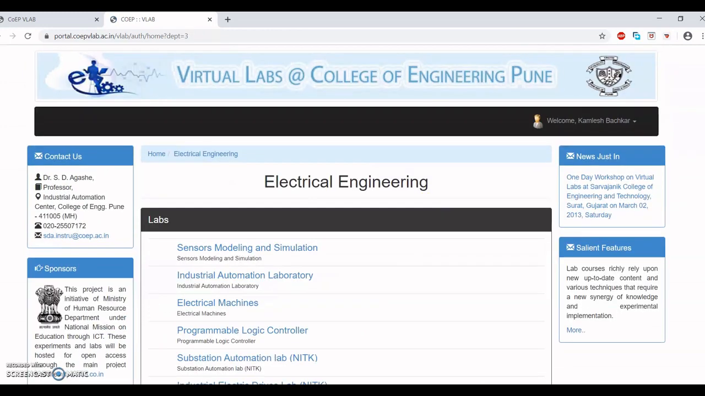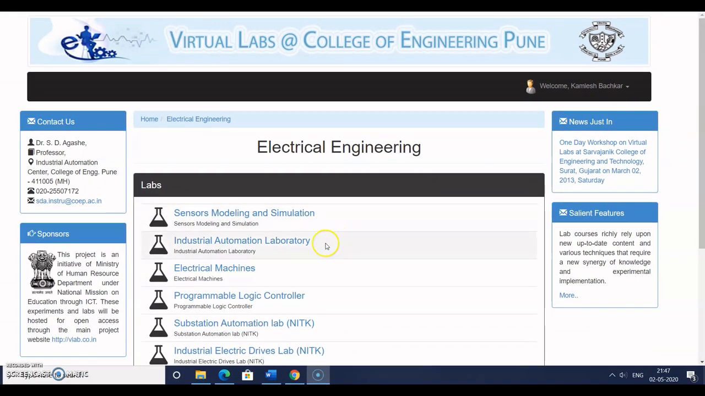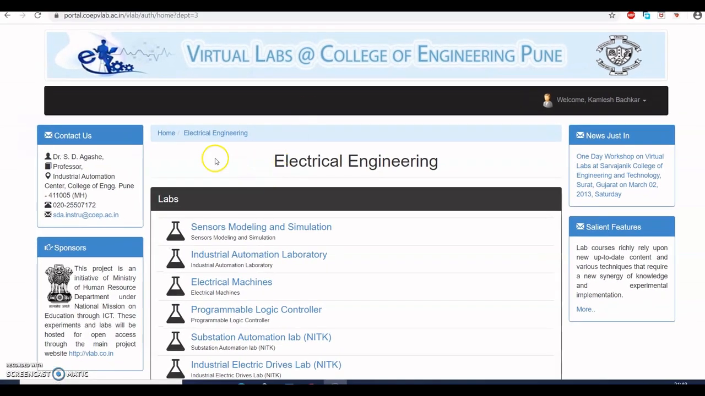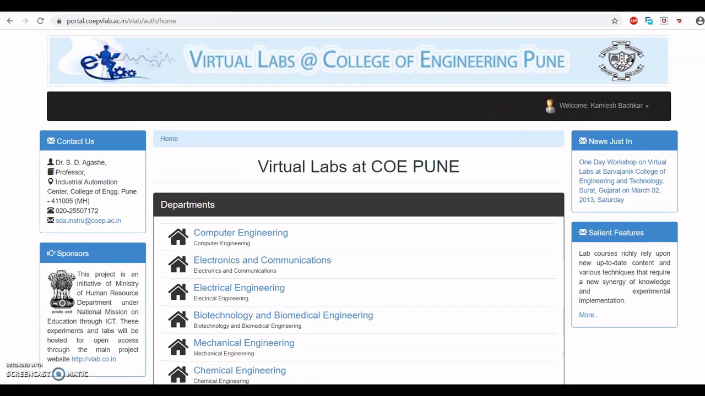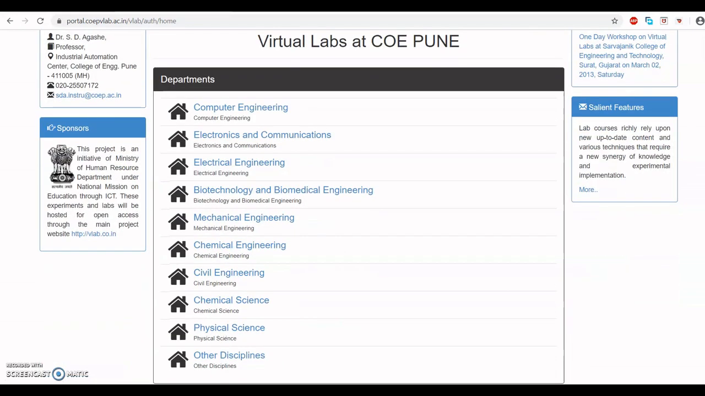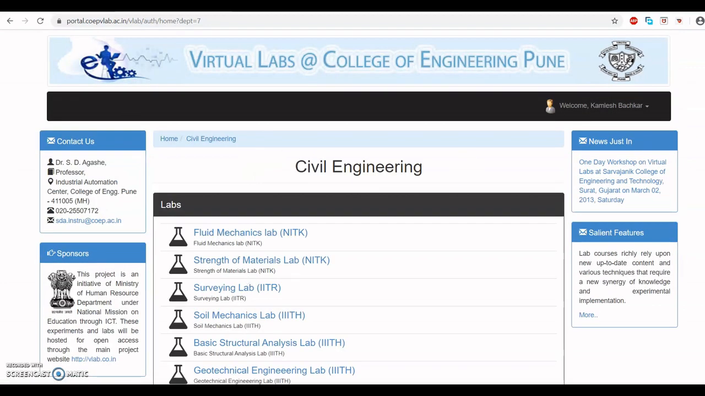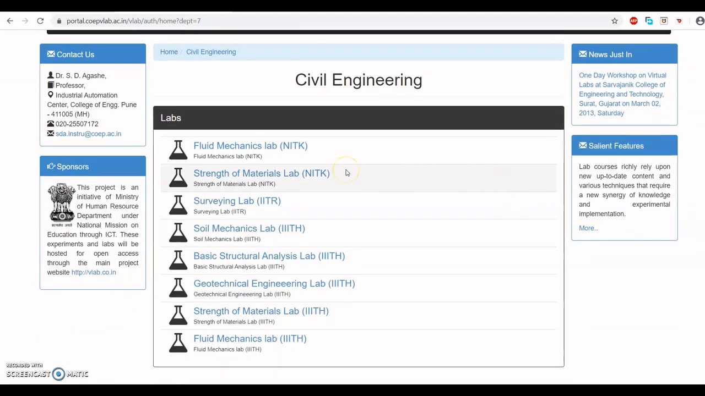Similarly, you also have labs like industrial automation, then PLC. All this can be considered here. Now let's go toward the basic fluid mechanics lab. For performing a fluid mechanics practical, we'll have to go into civil engineering. In civil engineering, you will see that you have two labs of fluid mechanics. This is the first one, this is the last one. We'll have to click on the first one, fluid mechanics lab.